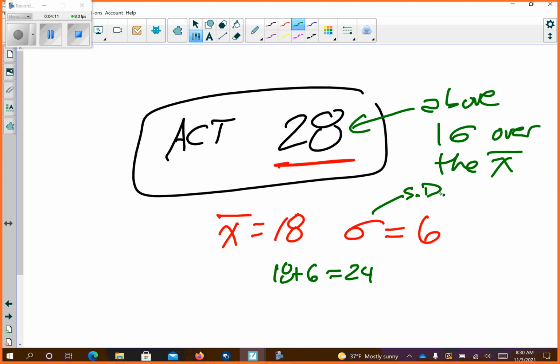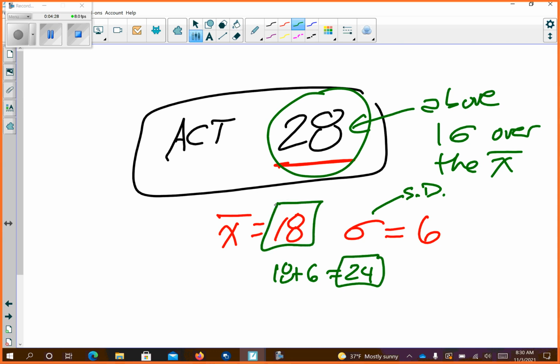Okay, so they're talking about this person, Selena. We could say, hey, this person was above the average. They were more than 1 standard deviation above the average because they earned a 28. 1 standard deviation above the average would have been a score of a 24 if the mean was 18. Okay, so they did pretty darn well as compared to everyone else who took this test.